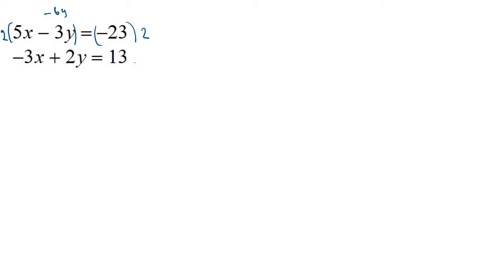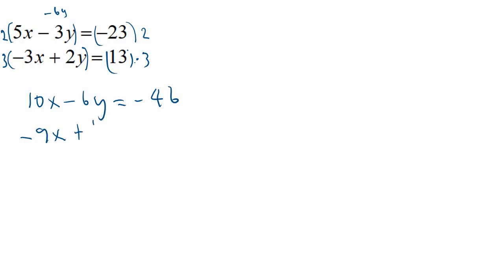-6y. And then in order to get the second one to +6y, I have to multiply by 3. So the new set of equations will look like this: 10x minus 6y equals -46. And then -9x plus 6y equals 39.